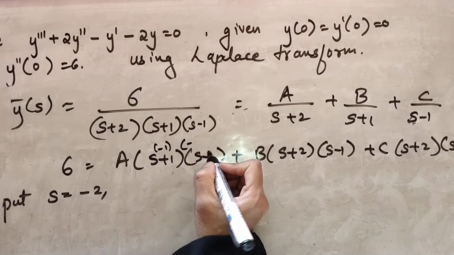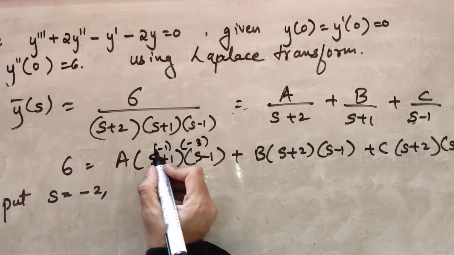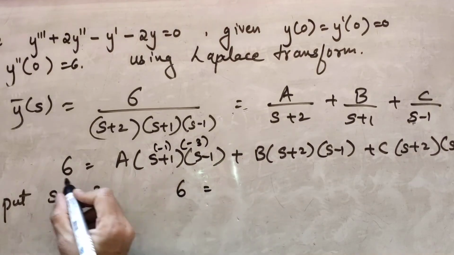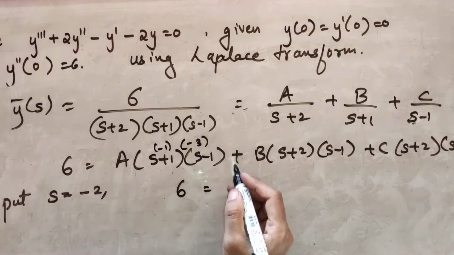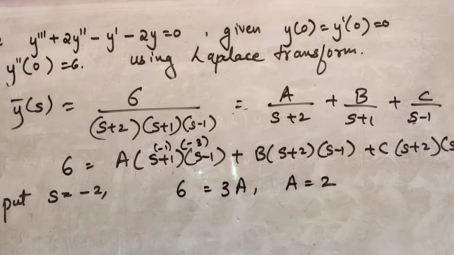and minus 2 minus 1 becomes minus 3. Minus 1 into minus 3 is 3a, left hand side is 6 only. So 3a equals 6, or a equals 2. This is the value for a.